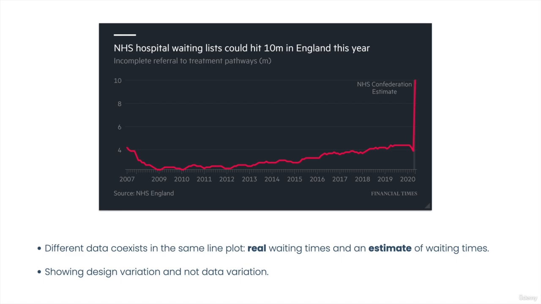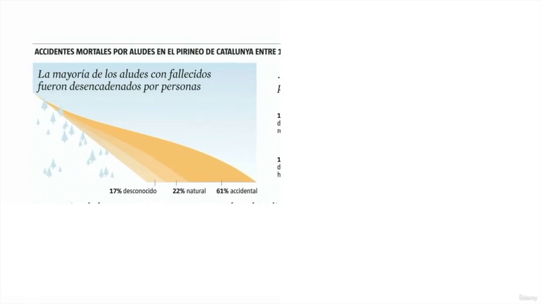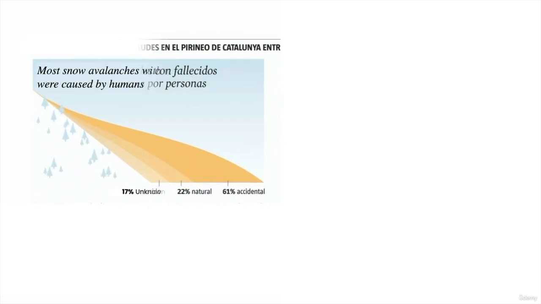data variation. In this infographic that I showed you before from a newspaper, here we see a lot of information about the causes of snow avalanches. And I want you to focus on this one here, and let me translate it for you. Here it says, most snow avalanches with mortal victims were caused by humans, and we can see the information here on the bottom, which says the origin. So 17% is unknown, 22% is natural, and 61% is accidental.